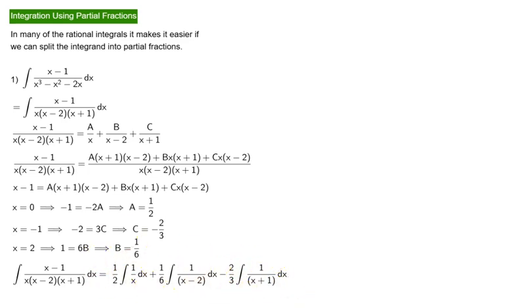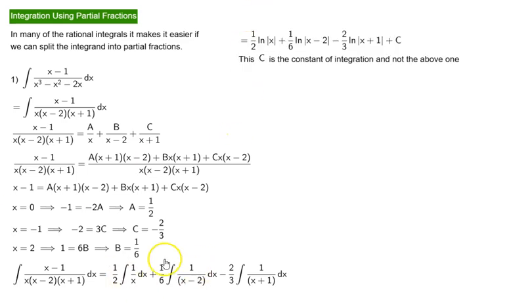And these integrals are easy. If we integrate this, we get 1 by 2 natural log of x plus 1 by 6 times natural log of (x minus 2) minus 2 by 3 natural log of (x plus 1) plus C. Don't forget the absolute value signs. And this C is the constant of integration and not the c of the partial fraction. So that was the integral of this integrand.